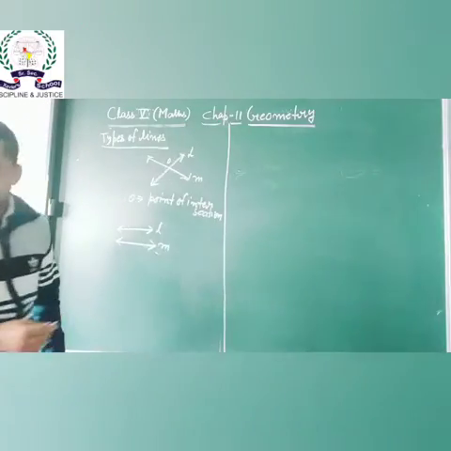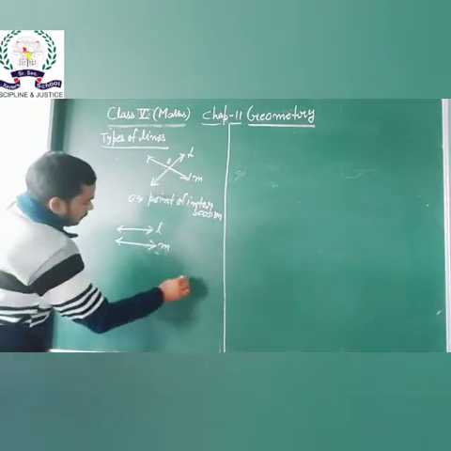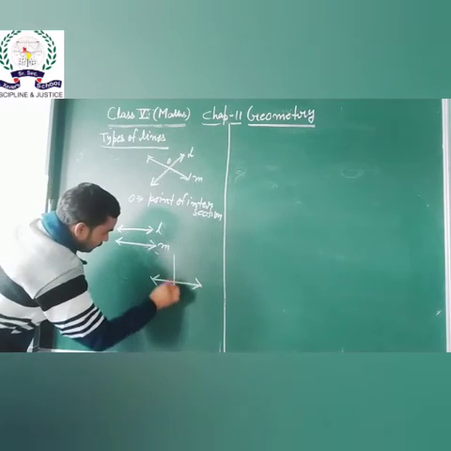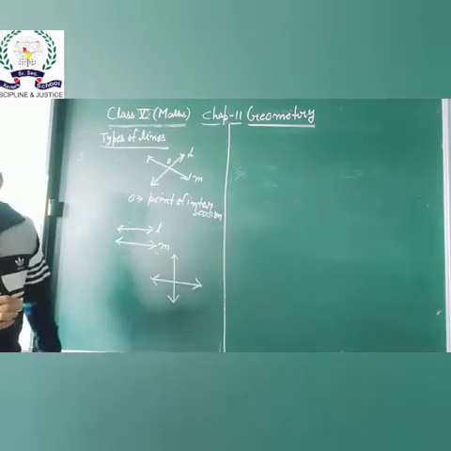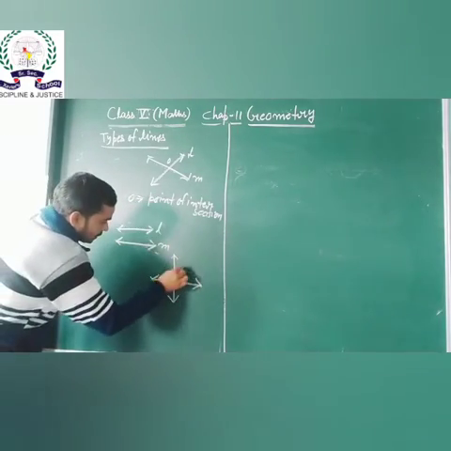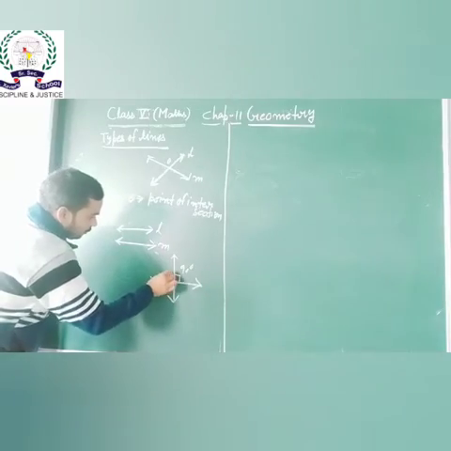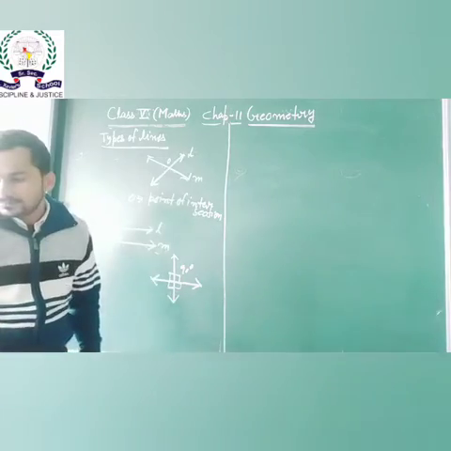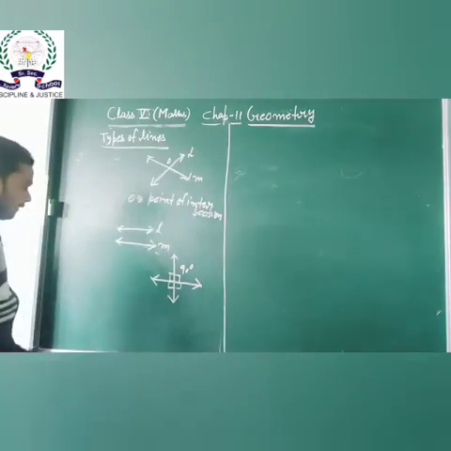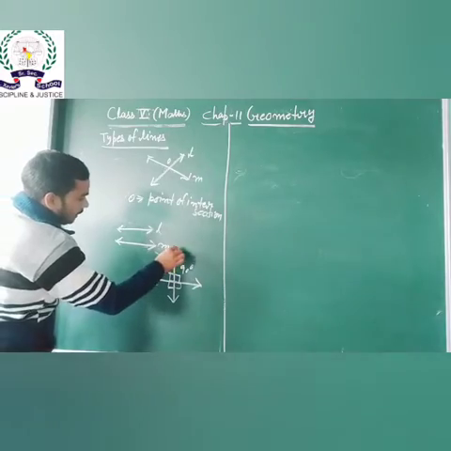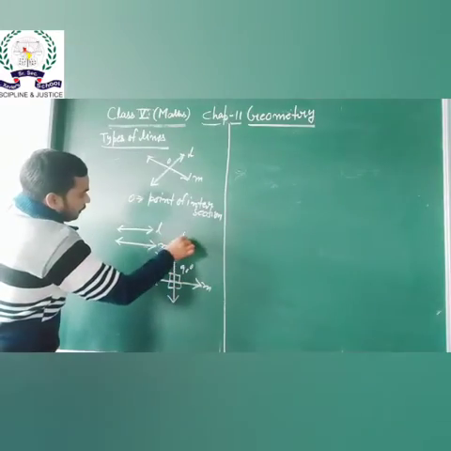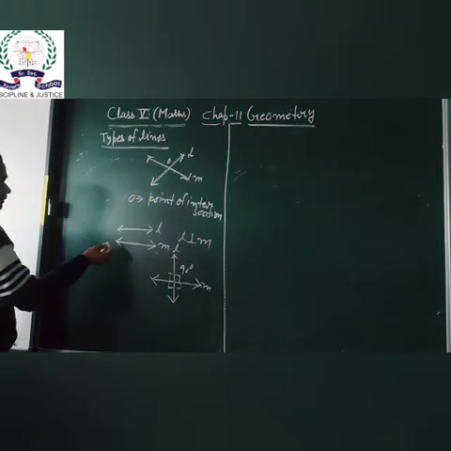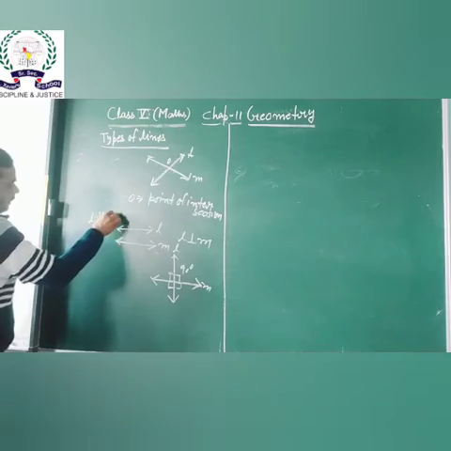Then perpendicular lines. If you take one line horizontal and the other a vertical line at an angle of 90 degree, that means these lines are perpendicular to each other. Symbol of perpendicular: if we take line L and line M, L perpendicular to M. And symbol of parallel: L parallel M.